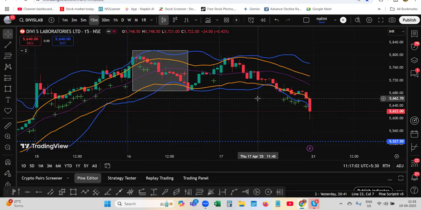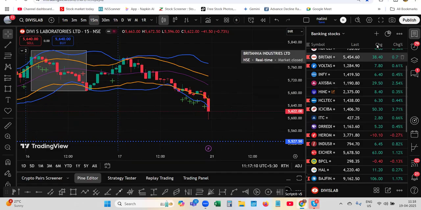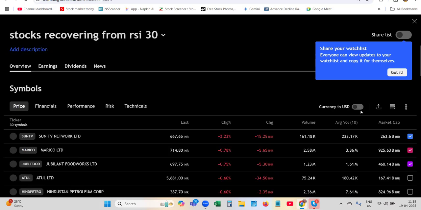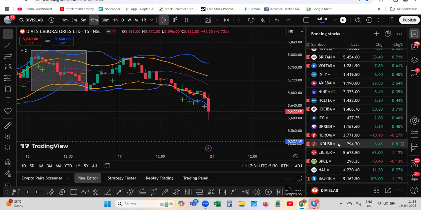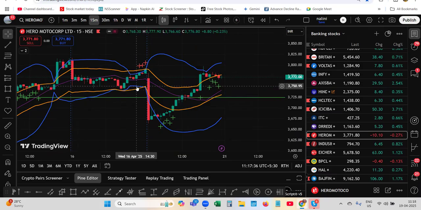Let us take another example. Let us check any other stock. Oh, Divi's Lab, 114 points. Let us check Hero Motocorp, sorry. Let us check for the Hero Motocorp. You can see Hero Motocorp in this first 15 minutes, a huge gap.